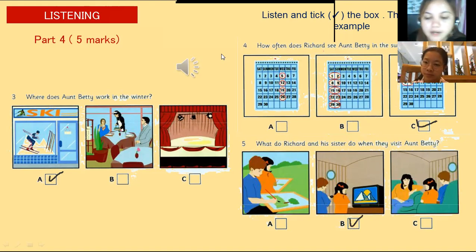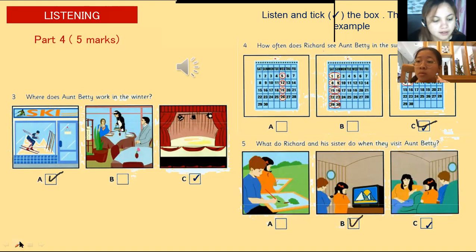Okay, now let's check. Number 3. Where does Aunt Betty work in the winter? Answer is letter C. Number 4. How often does Richard see Aunt Betty in the summer? Letter C is correct. And last one, number 5. What do Richard and his sister do when they visit Aunt Betty?